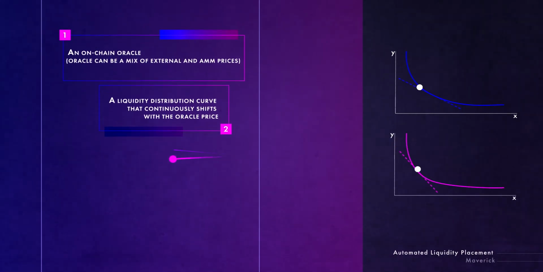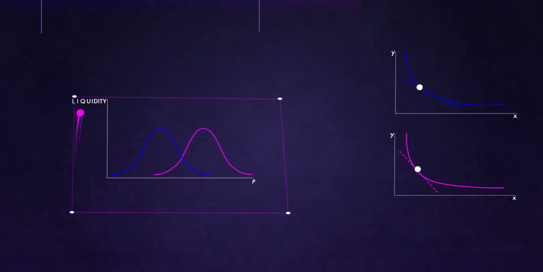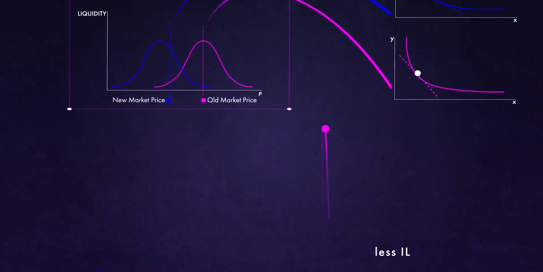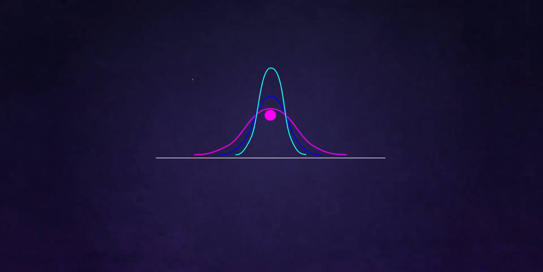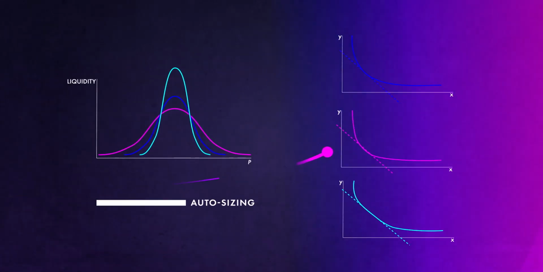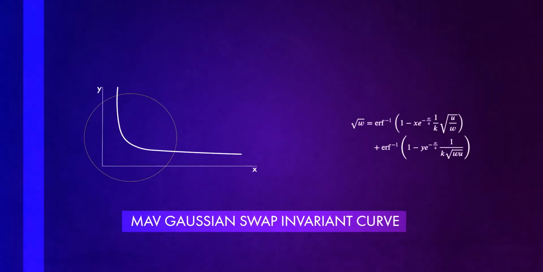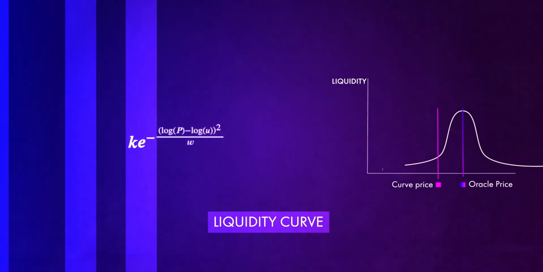This means that the swap curve will always have a broad base of support around the current oracle price, leading to low slippage trades and less IL for LPs. Mav also supports auto-sizing the width of the liquidity distribution to handle more or less volatile assets. We can derive the Mav Gaussian swap invariant curve from the liquidity curve.